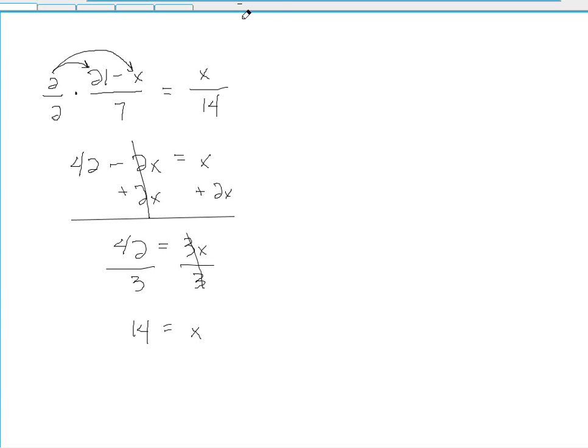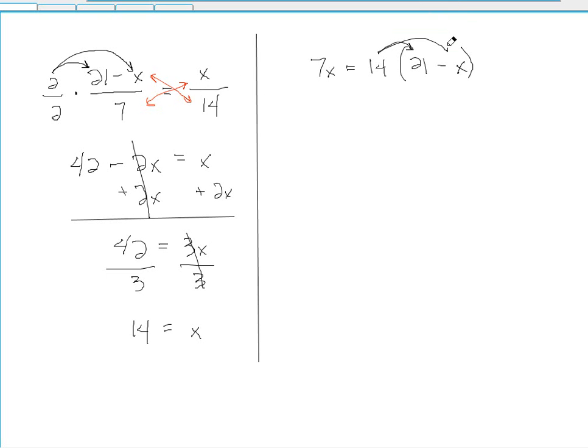Now, if you did decide to do it the first way I mentioned with a proportion, what you would do is cross multiply. You'd have 7 times x equals 14 times 21 minus x. There's one side. These are cross products, folks. The product of the means equals the product of the extremes. On the other side, you'd have 14 times 21 minus x. A little bit bigger numbers over here, because you have to distribute this 14 first.